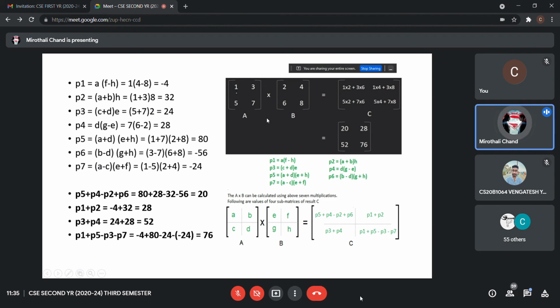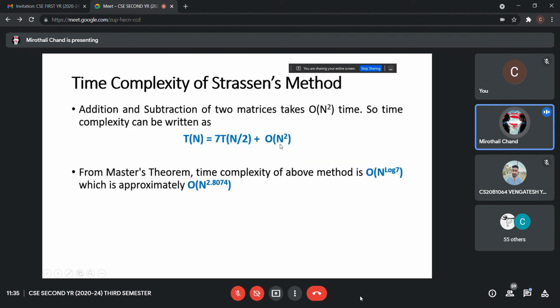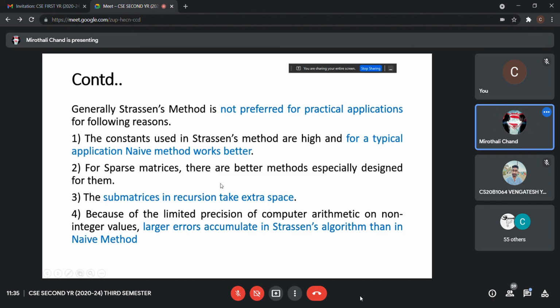In calculating, there are 7 recursive calls, and for addition of matrices O of n power 2, we will get O of n power 2.8074, which is lesser than the other method's O of n power 3. In the case of Strassen's method, it has some complexity. We can't do it by hand, manually. Also, in submatrices, this recursion takes extra space. Also, large errors can accumulate when we use it on non-integer values.